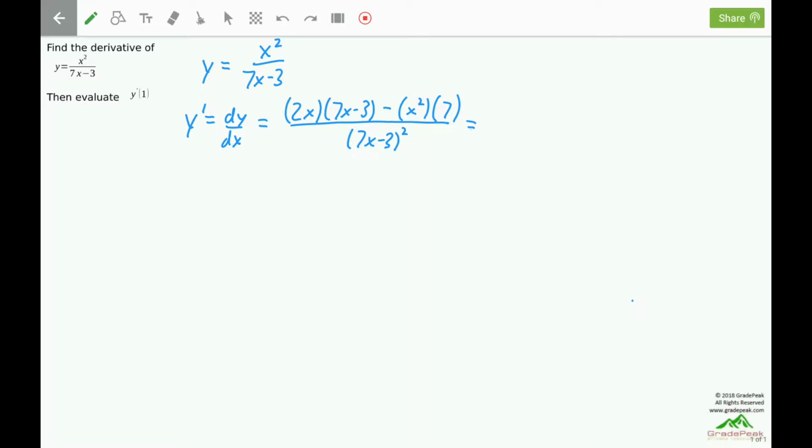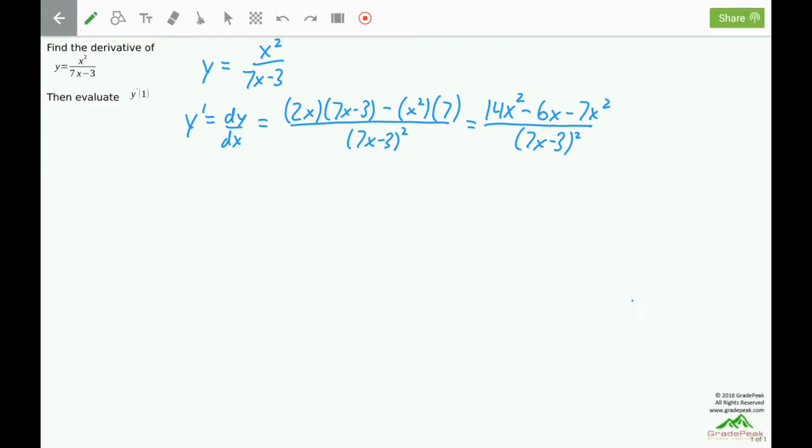Distributing will give me 2 times 7, 14, x squared, 2x times a negative 3, negative 6x, negative x squared times 7, negative 7x squared, all over the denominator squared. We won't FOIL that out or anything. Let's just leave it quantity squared. Combine like terms in the numerator.